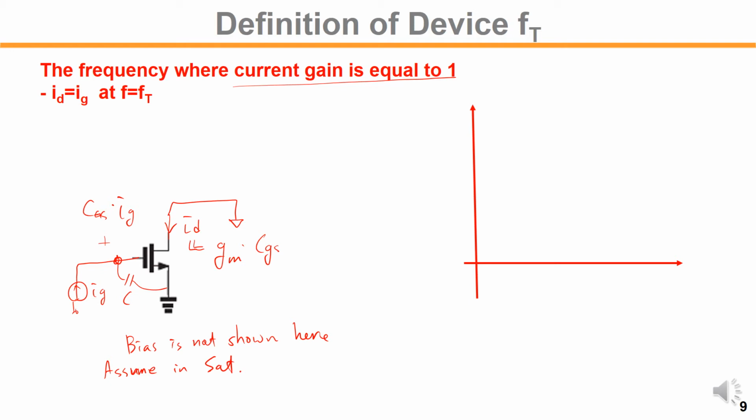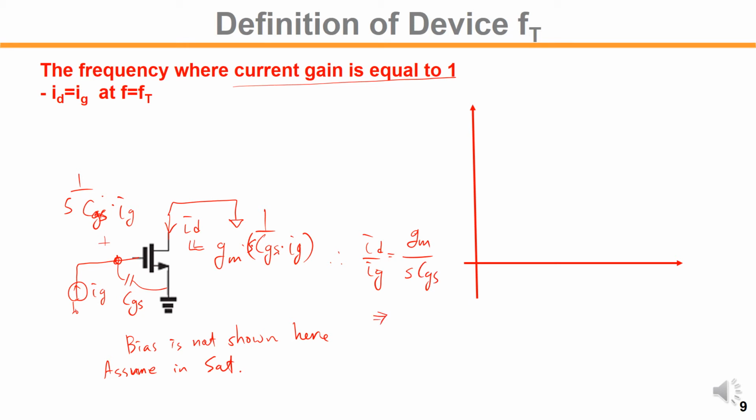Let's see. Put it as a smaller letter, CGS times IG. So ID over IG is equal to, I'm sorry, 1 over S times CGS. So ID over IG is GM over S CGS.